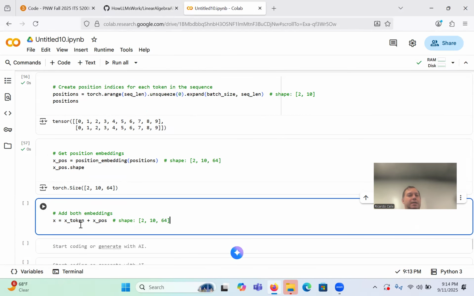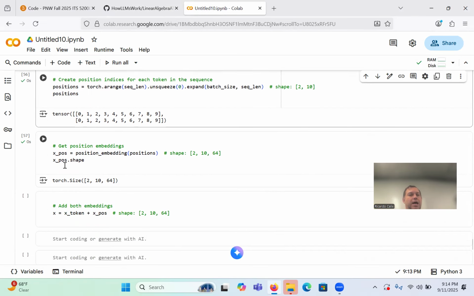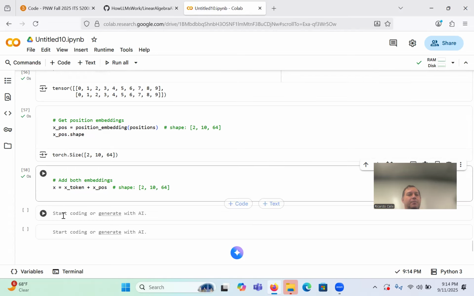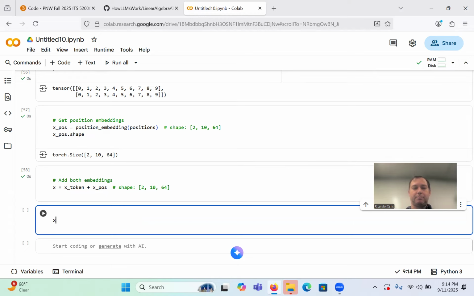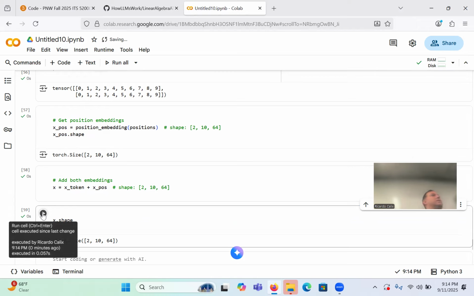So the token and the X token, which is what comes out here, and the X position, they just get added together. And if you look at the shape, it is 2, 10, 64. Does that make sense, guys? So remember, this is just the operation. Weights are there every time that are the thing that will be learned to produce the right result.